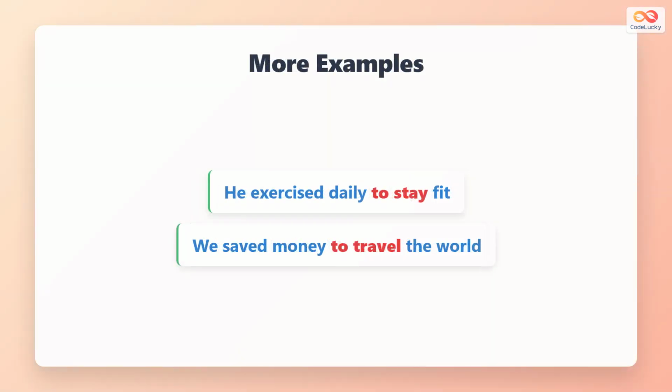Here are more examples to help understand the use of infinitives to show purpose. He exercised daily to stay fit. We saved money to travel the world. Notice how the infinitive of purpose always answers the question "why."